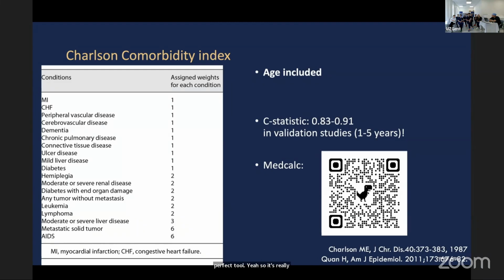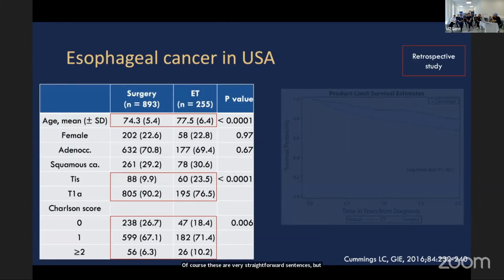And in the next few slides, I'm going to use a punchline and try to show you 3 things. First is that endoscopy can be compared to surgery. Of course, in some situations, it's even better. That ESD has a value in the elderly, and comorbidities do play a role in survival. Of course, these are very straightforward sentences, but I'm going to show you some examples in studies for that.